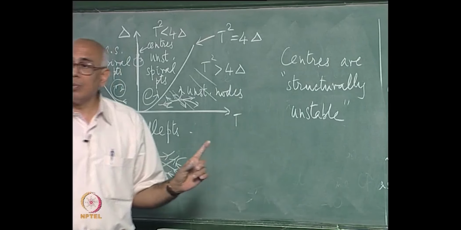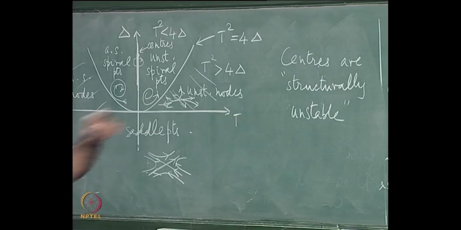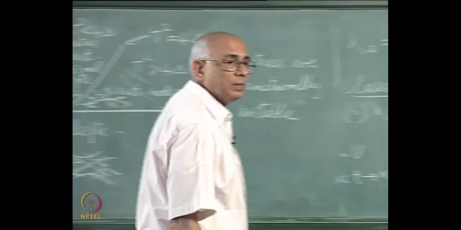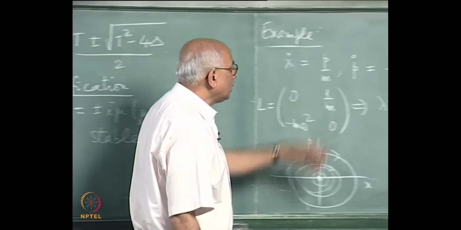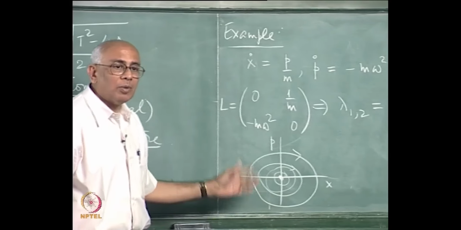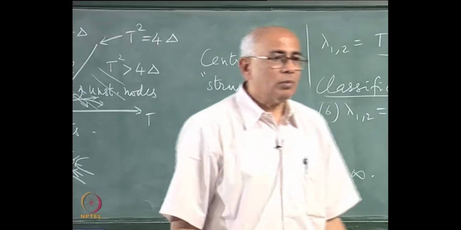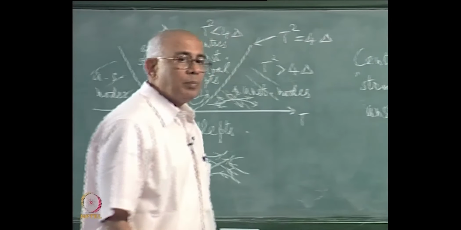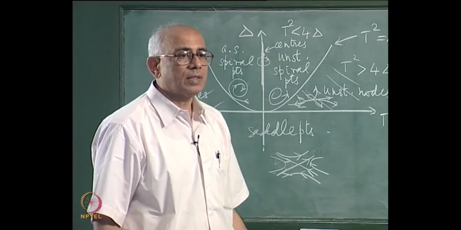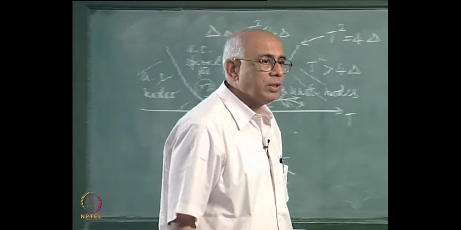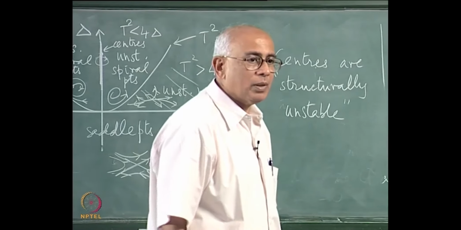What sort of physical motion does that example of a center correspond to? You have pure imaginary eigenvalues. So what is special about this motion? Periodic motion. So this implies that periodic motion is structurally unstable. Small changes can get you completely away from periodic motion.